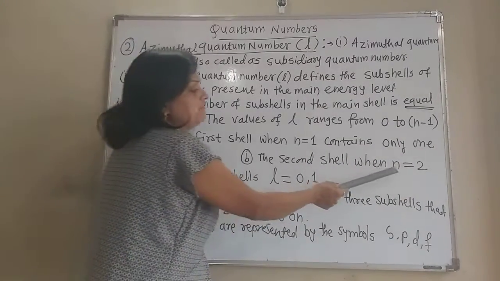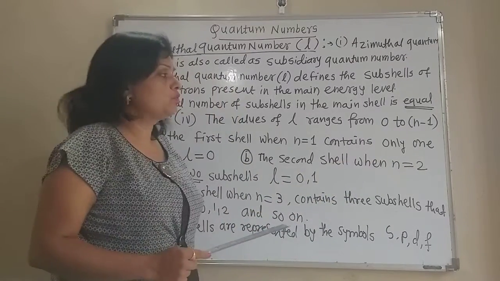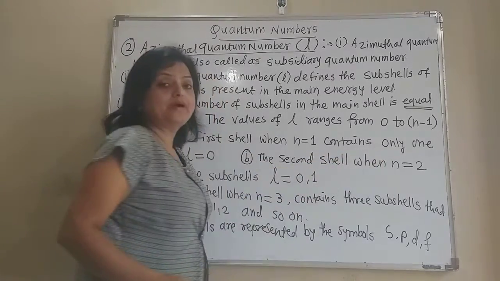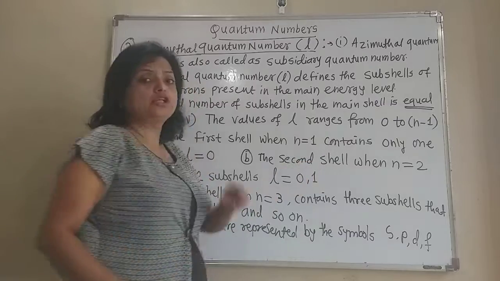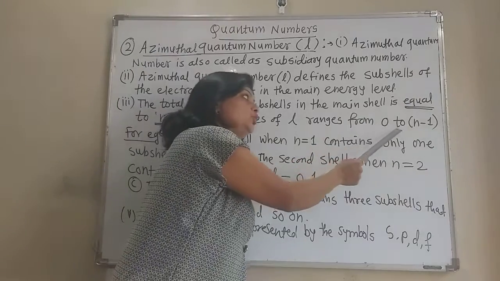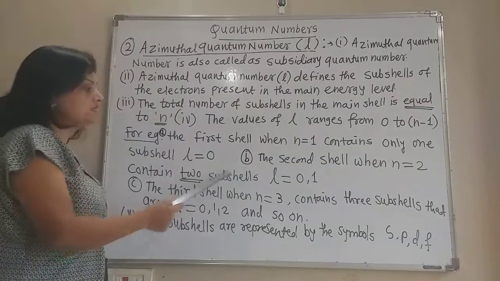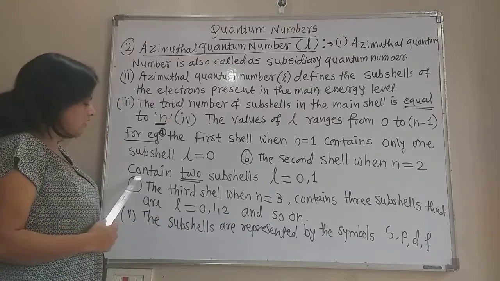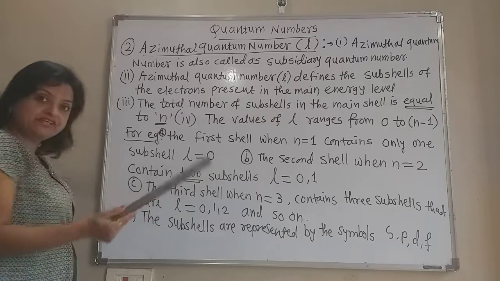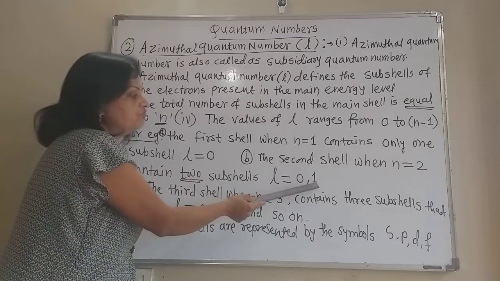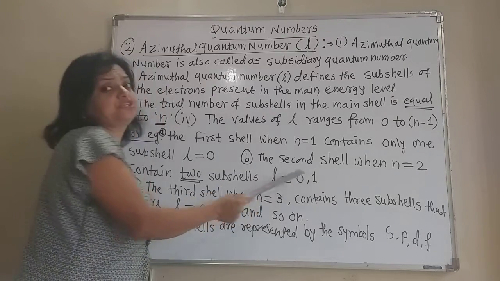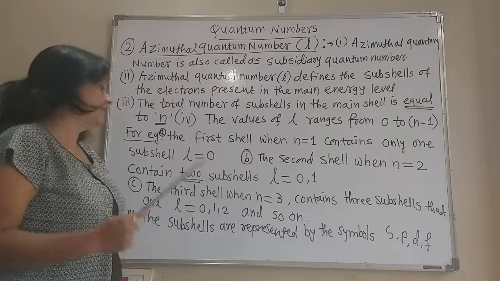Now come to the second shell, the second main energy level, when n is equal to 2. If we substitute n is equal to 2 in this formula, it goes from 0 to 2 minus 1, and 2 minus 1 means 1. So there are two values, 0 and 1, because the values go from 0 to n minus 1. So in the second energy level, when n is equal to 2, there are two subshells: l is equal to 0 and l is equal to 1.